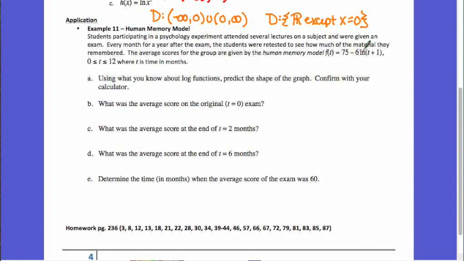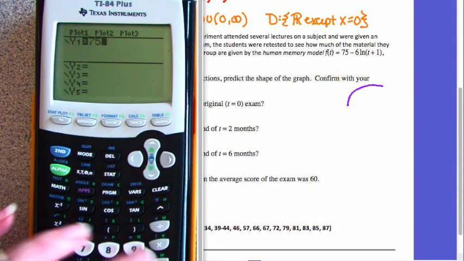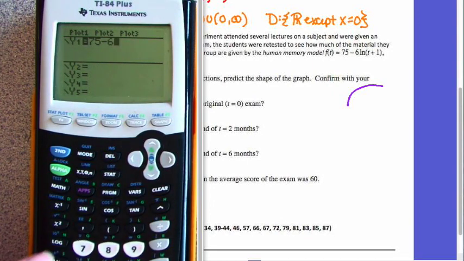Notice it's a natural log model. And t is between 0 and 12, which are the months. So use what you know about log functions to predict the shape of the graph. Confirm with your calculator. Remember, all natural log functions are going to have that kind of shape. All log functions are going to have that kind of shape. And if we confirm with the calculator over here, we have 75 minus 6 times the natural log of x plus 1.